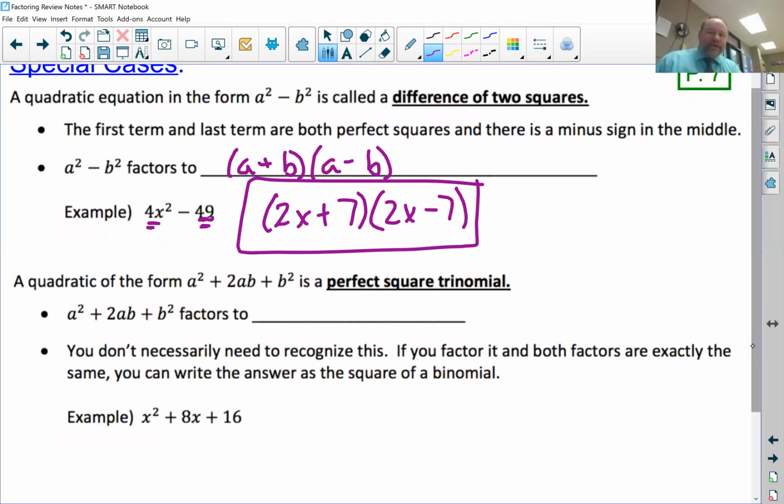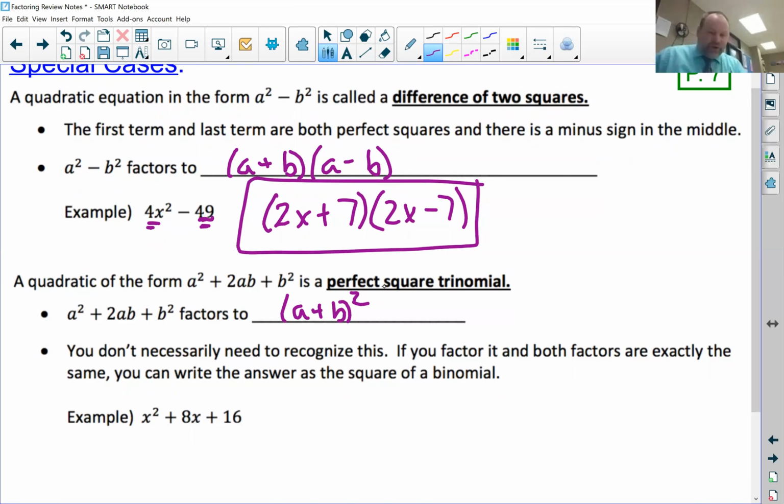So if you can memorize that form, it makes things easier. A second special case is when we have a quadratic in the form a squared plus 2ab plus b squared, and that's a perfect square trinomial. And it factors, in this case, into a plus b squared.